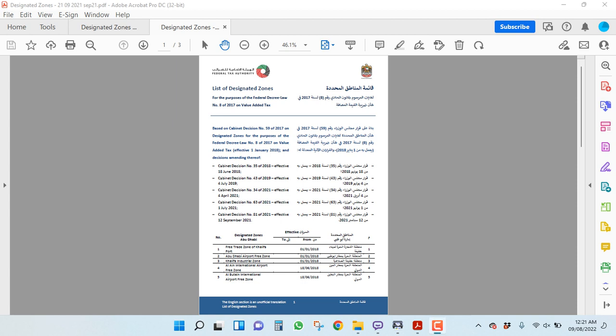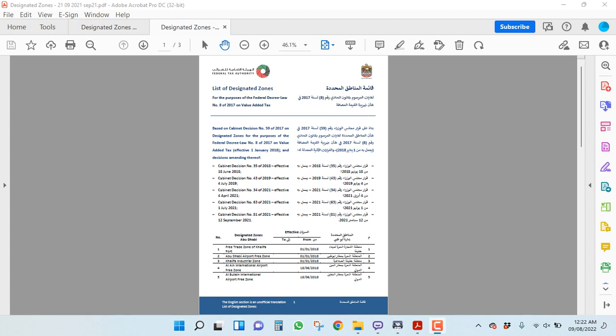Hi everyone. In this tutorial, we are going to learn about the designated zone VAT treatment in the UAE. What are the designated zones in the UAE? What is their importance, and how do they proceed in VAT?